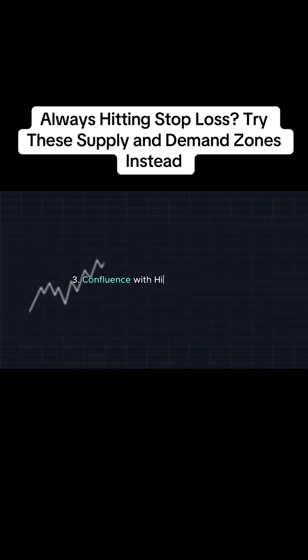3. Confluence with higher time frames. This might be the most important one.